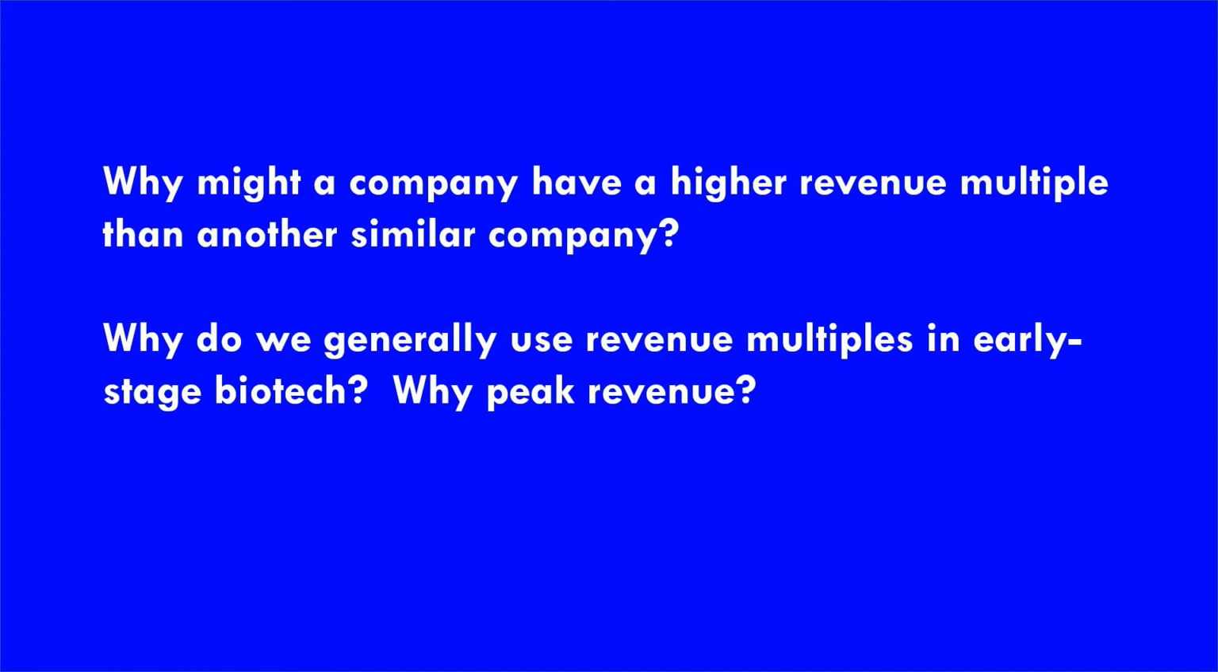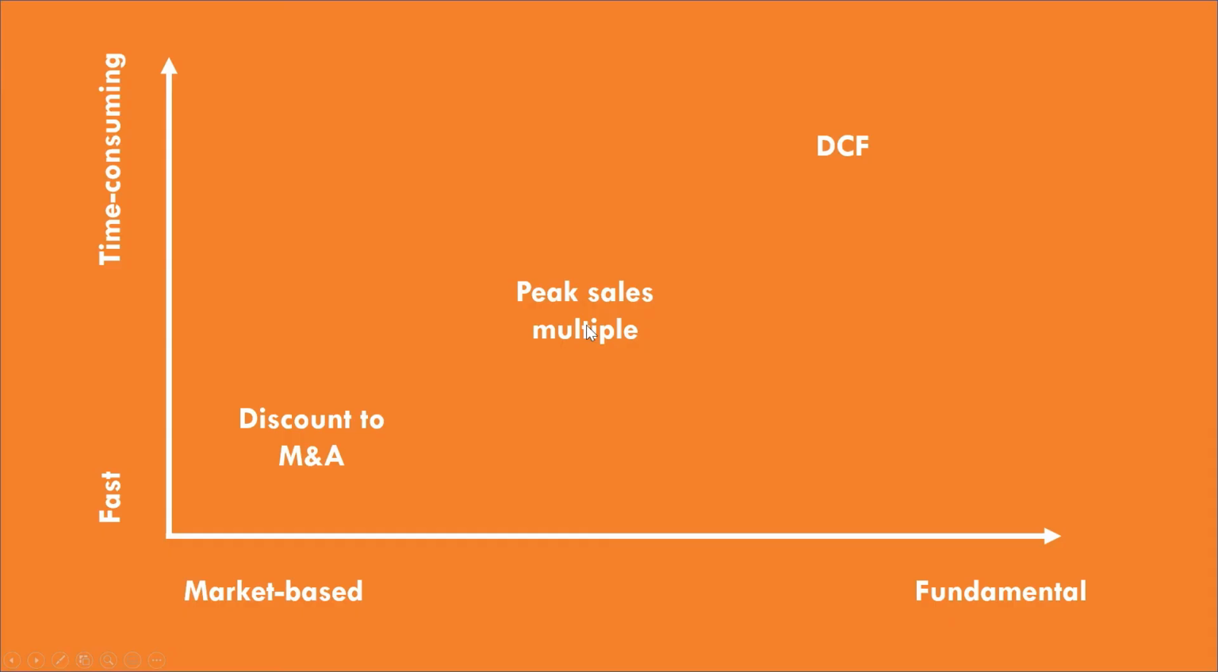And another question to think about is, why would you use a revenue multiple in early stage biotech as opposed to an earnings multiple, which is commonly used for other industries? Additionally, why would we use peak revenue as opposed to using next year's revenue or last year's revenue or revenue in 3 years? So just things to think about to understand the logic behind valuation. We'll talk about those more later.